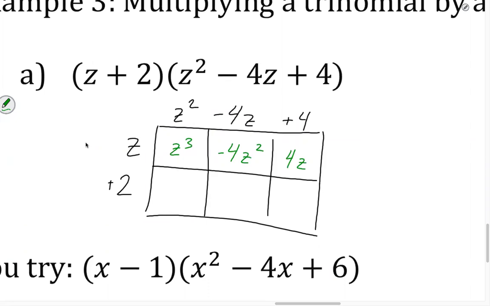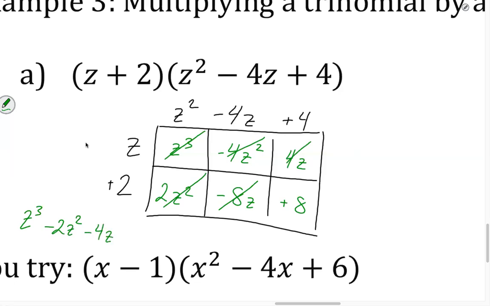Going along the bottom now, 2 times z squared is 2z squared. 2 times negative 4z is negative 8z. And 2 times 4 is 8. And again, you can see my like terms are along the diagonal. It won't always be like this, but I feel it's easy to see your like terms here. I also like to cross out my boxes once I've written them for my final answer.